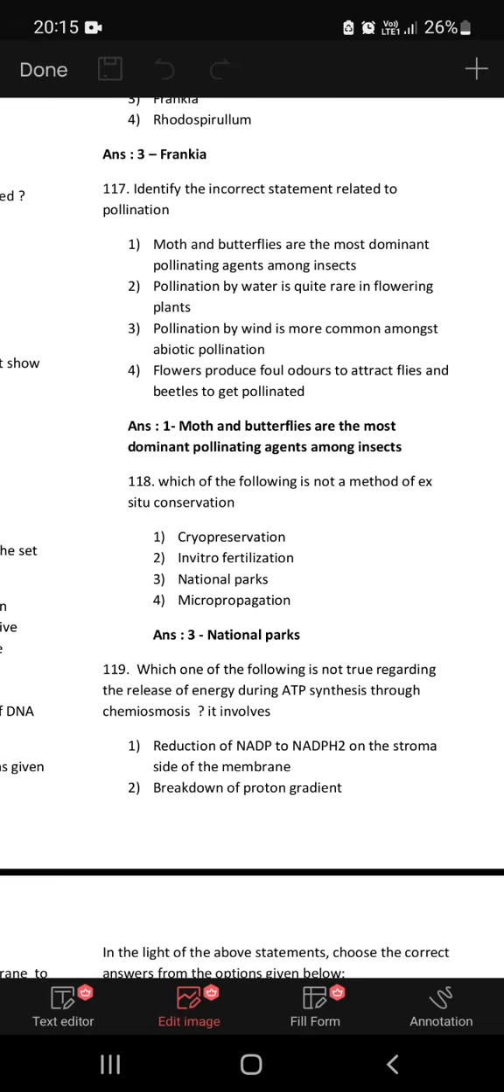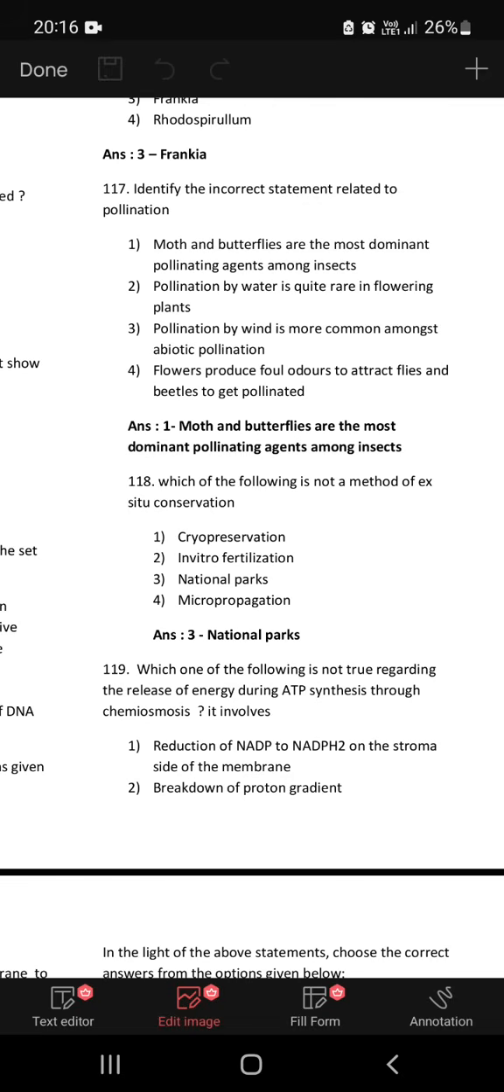Which of the following is not a method of ex situ conservation? In situ is in natural condition, ex situ is outside the natural conditions. Cryopreservation is an ex situ conservation. In vitro fertilization is ex situ conservation. Micropropagation is also within artificial conditions. So that is what ex situ implies.